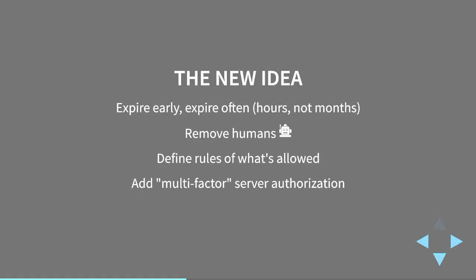And the new idea is expire your certificates early, expire them often, and remove all of the long-term, we request a certificate for that service, send it to the team that does PKI, they process the request, maybe they approve it, maybe they have questions, and they return you the certificate that you then use. Well, let's remove all of that. Let's just do it in an automated way, because robots.